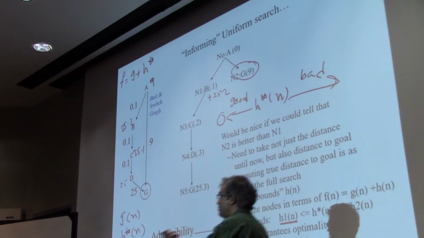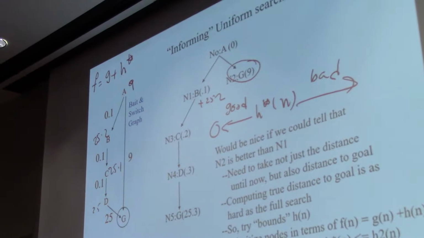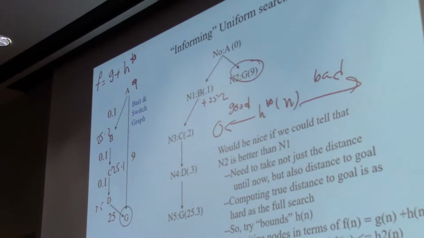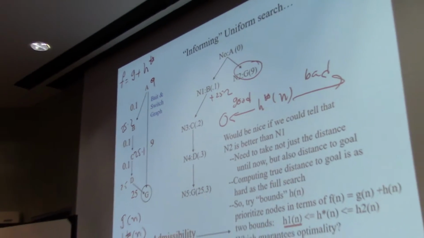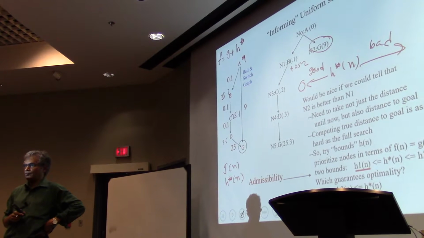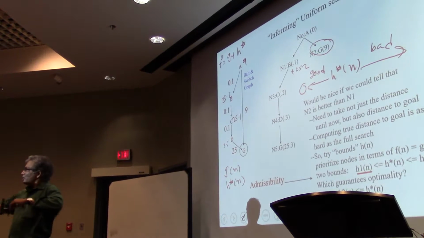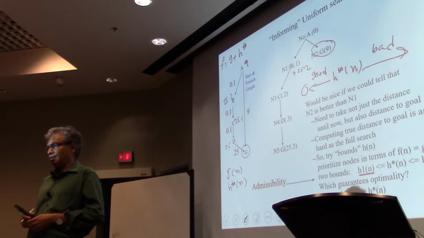Good is what's called an admissible heuristic. If I can get you a bound that is guaranteed to be lower than the true cost, guaranteed to be lower than the true cost, then if you do search with it, you would be optimal, and of course complete.